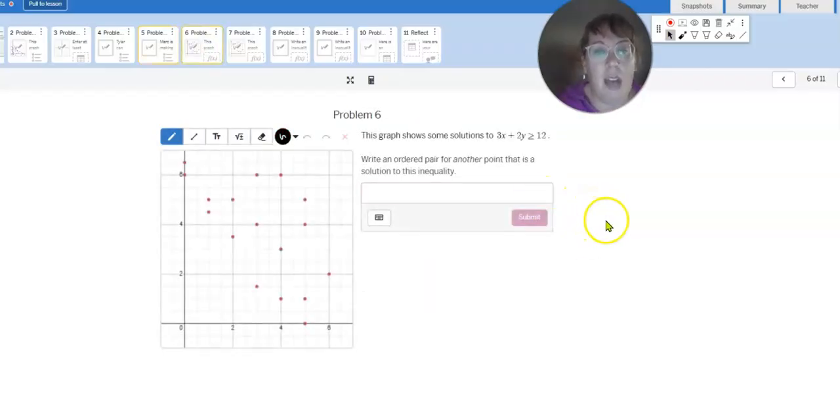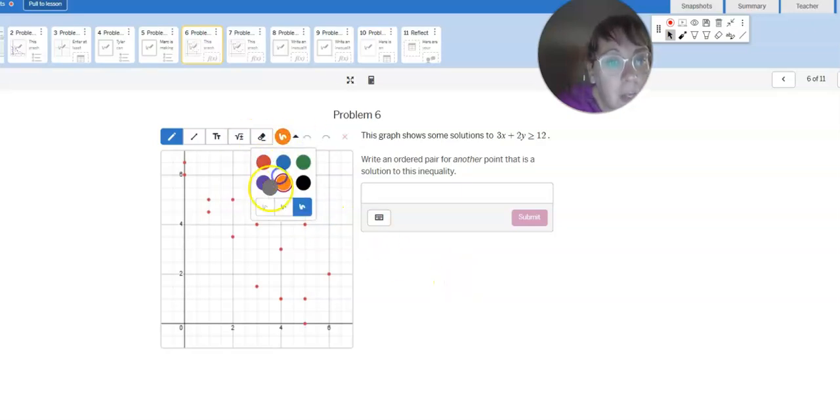Problem 6 says the graph shows some solutions to this inequality, 3x plus 2y greater than or equal to 12. Write an ordered pair for another point that is a solution. So we see all of these solutions here, and we want to find one that is also going to be a solution. We could pick a point that's clearly in the red area.